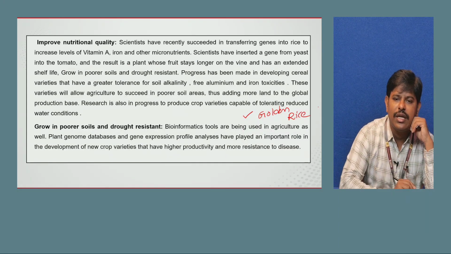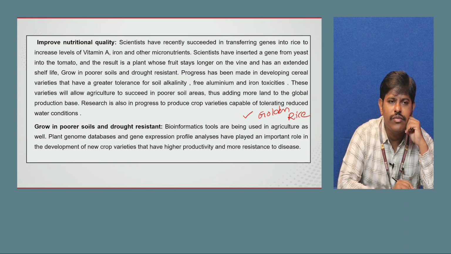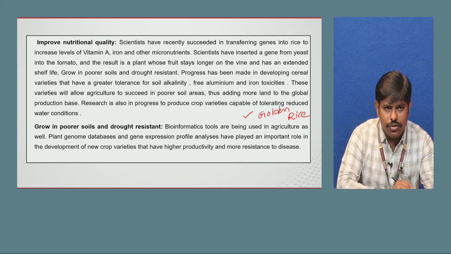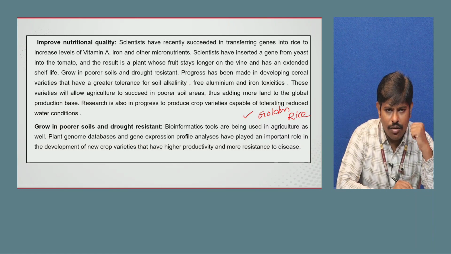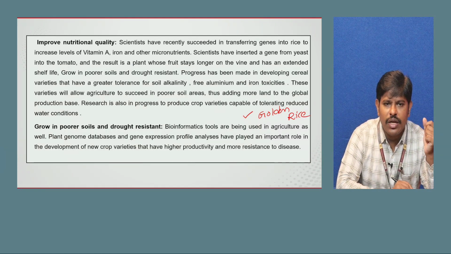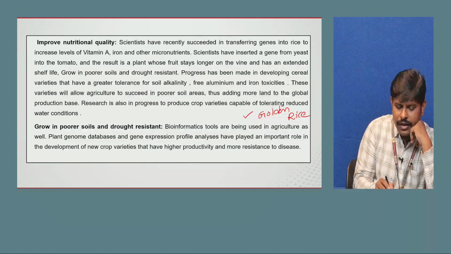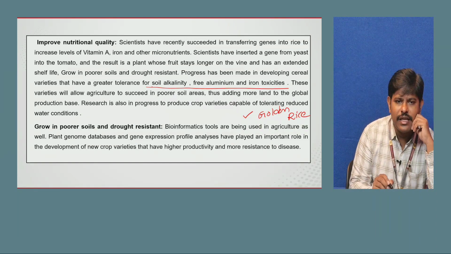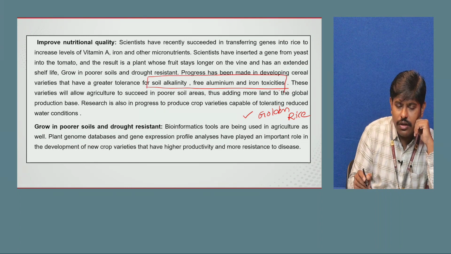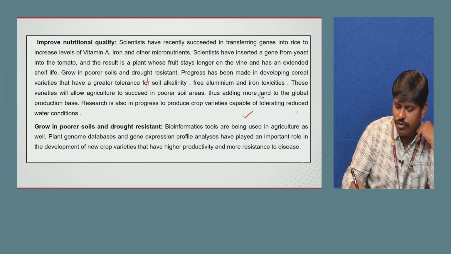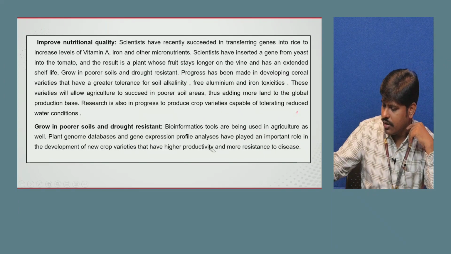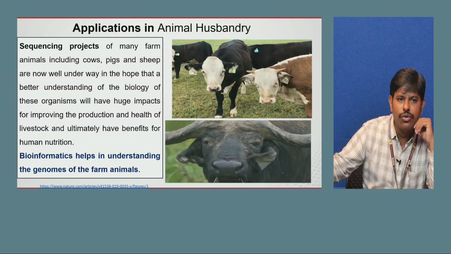where people use transgenic technologies and bioinformatic algorithms to design a rice plant with carotenoid genes. The carotenoid gene is sequenced, and its promoter sequence is understood using bioinformatic algorithms, and ultimately you can improve nutritional quality. So currently bioinformatics has great application in plant sciences. It works in cohort with other branches of plant sciences, and it also helps with plants which grow in poorer soils.